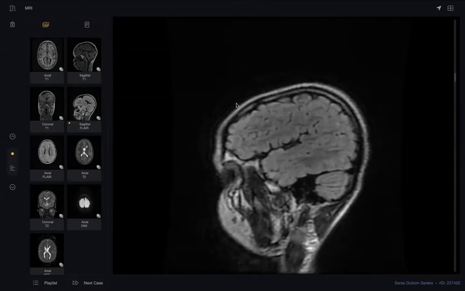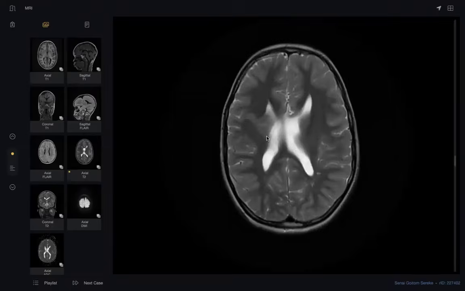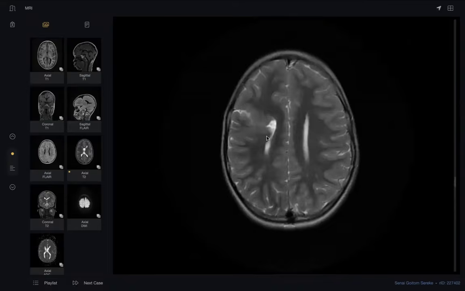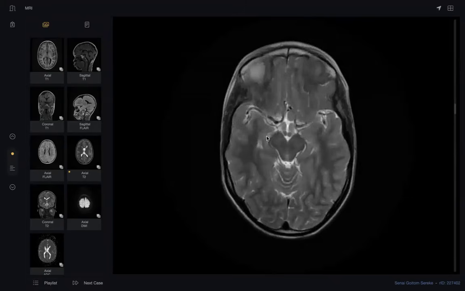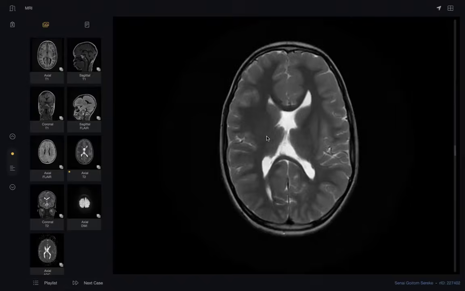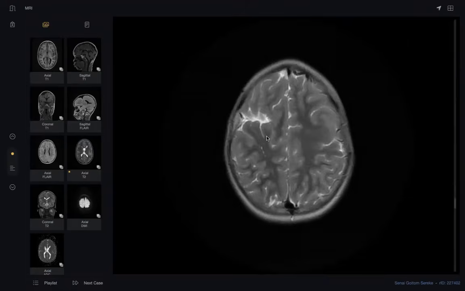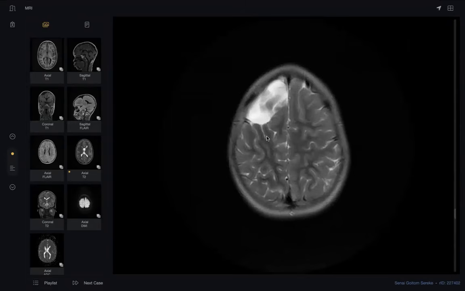What's the type of schizencephaly? Do you know? There are two types, open lip and closed lip. In open lip type, the gray matter lined cleft is communicating with the lateral ventricle. And in closed lip type, it is confined to the cortex only.